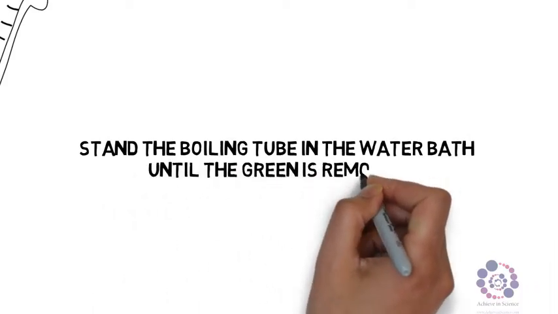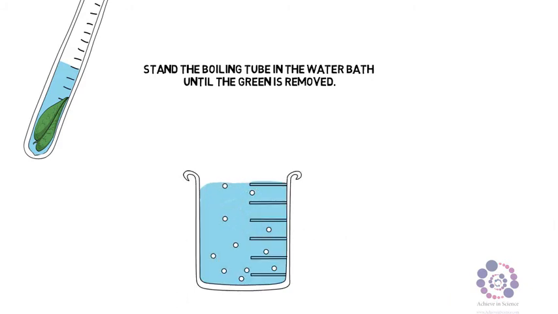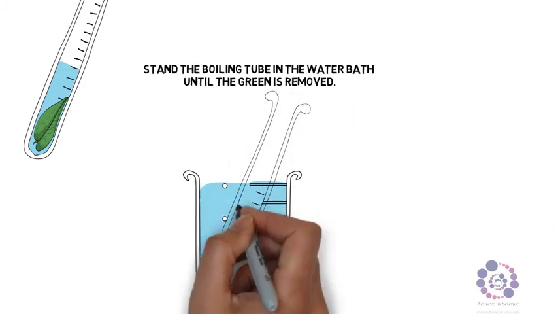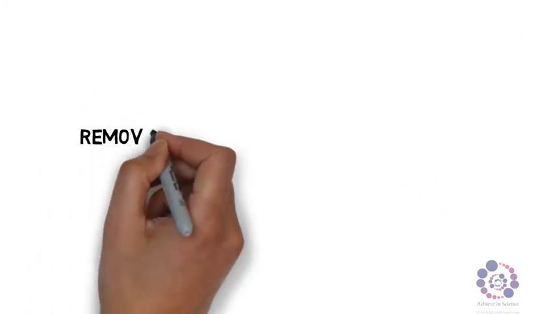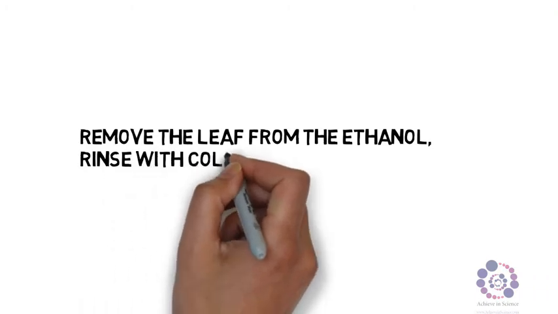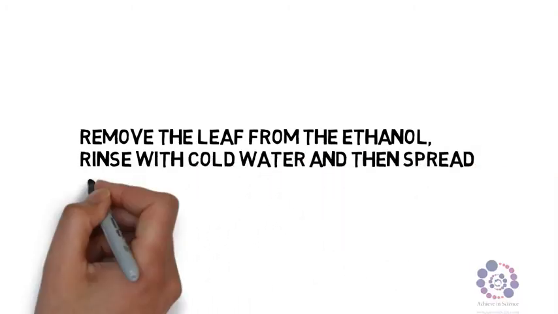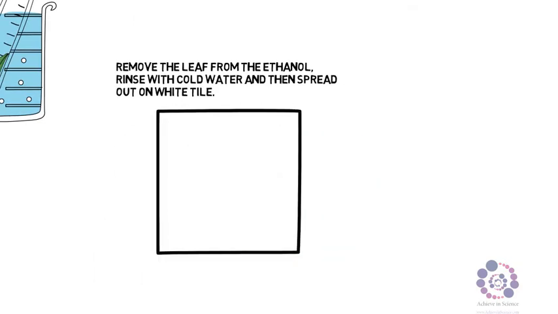The ethanol then is going to cause the green pigment, the chlorophyll, to be removed, and the leaf is going to begin to turn pale white. Once you've reached this point, you need to rinse off any of the excess alcohol, the excess ethanol. You're going to spread that leaf out onto a tile so you can fully see the whole structure of the leaf as best as possible.